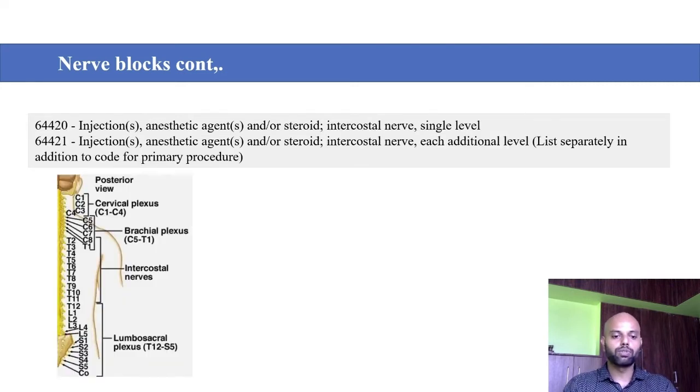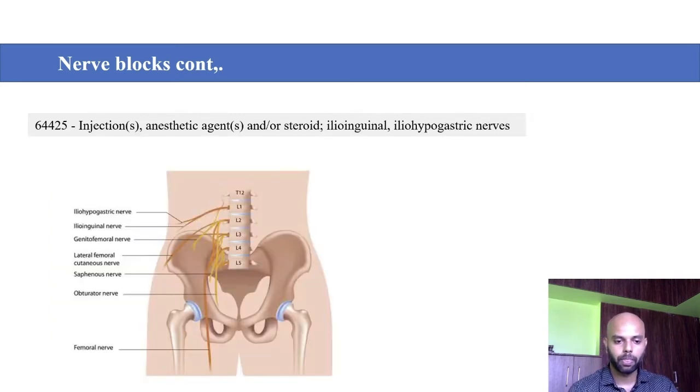CPT 64420 and 64421 are for the intercostal nerve. For a single level, use 64420. 64421 is for each additional level for intercostal nerves. CPT 64425 is for injections of anesthetic or steroids for the ilioinguinal or iliohypogastric nerves.